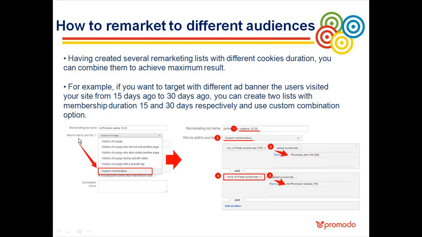So how is it possible? You select custom combination, and then you write the following: who you would like to add to the list. Firstly, you select the audience, people who visited your website 30 days ago. Then you click Exclude and you choose none of these audiences. So you do not want people who visited your website within 15 days to be included on this list. So this is how you will be able to achieve your aim.